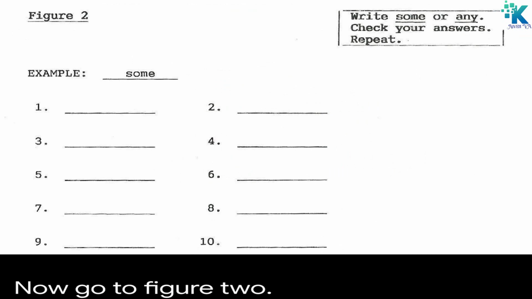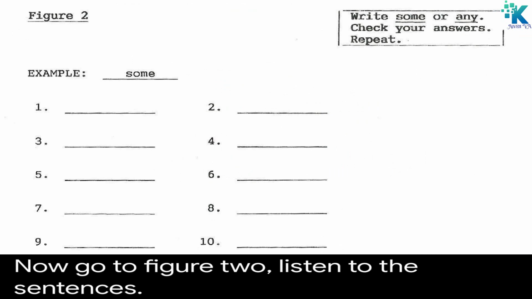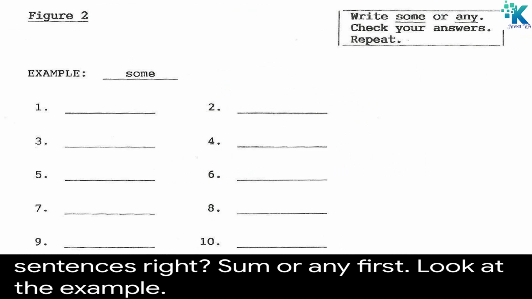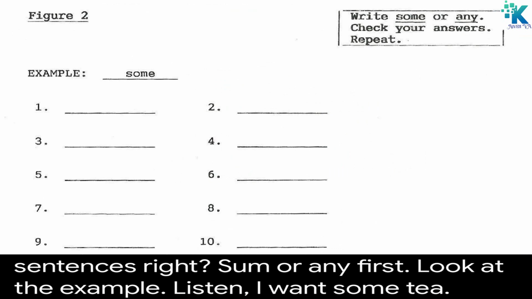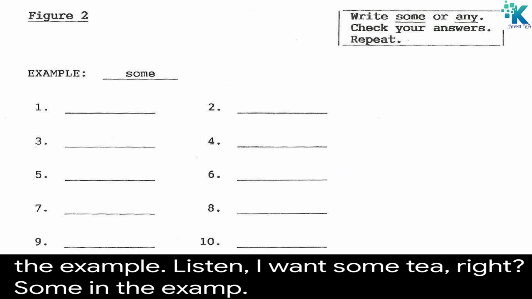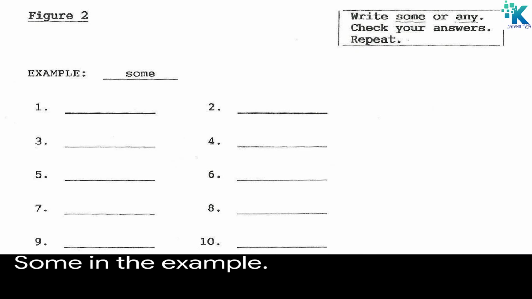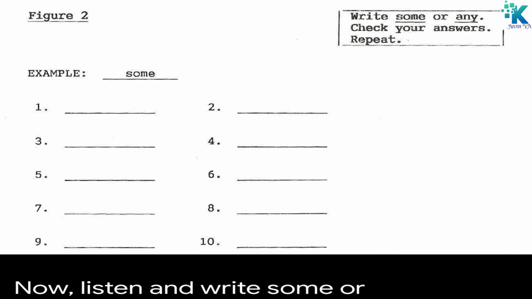Now go to Figure 2. Listen to the sentences. Write some or any. First, look at the example. Listen. I want some tea. Write some in the example. Now listen and write some or any.